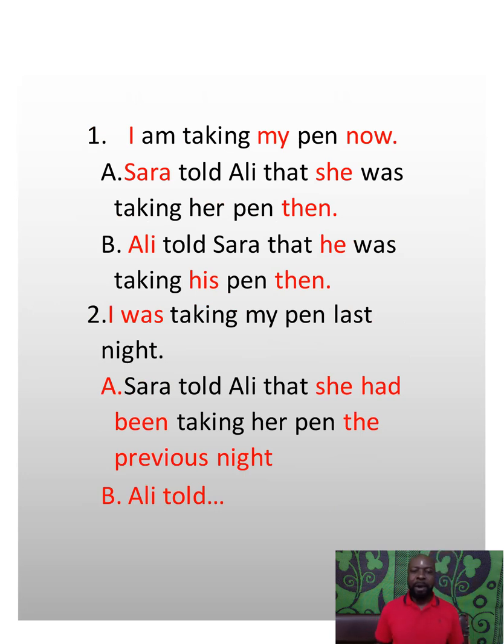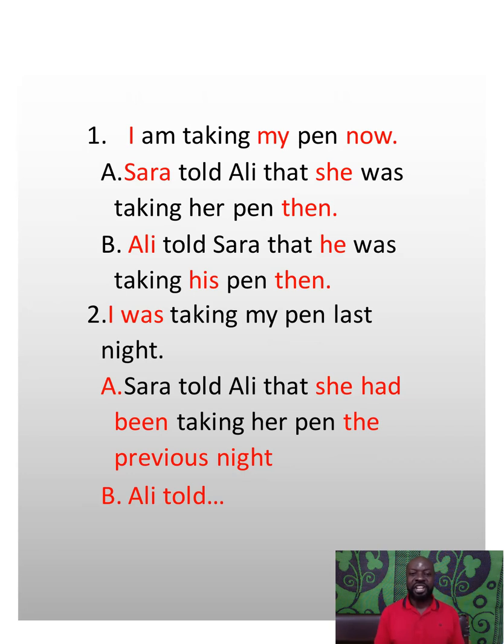Next, number 1. I am taking my pen now. A, Sarah told Ali that she was taking her pen then. Remember, this is called reported speech. You are reporting words said by other people. So you have to tell us who are those people. This is just an example, so I'm using my favorite names, Sarah and Ali.